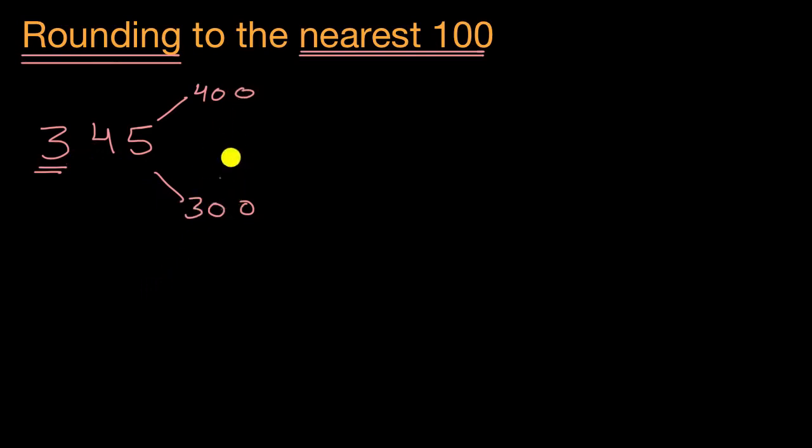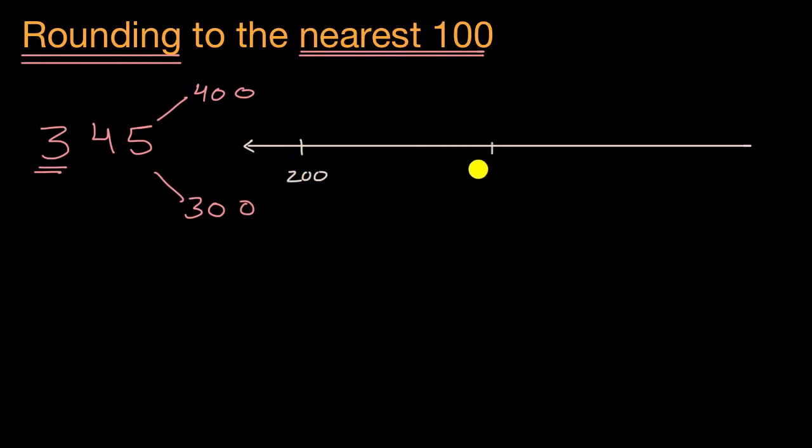Well, to think about which one we round to, we have to think about, is 345 closer to 400 or is it closer to 300? And to think about that, we can draw ourselves a number line. Let me just start it at 200. So that's 200. Let's make this 300, and then this would be 400. And then this would be about 350 right over here. So I'll draw the 350 right over there. So where would 345 sit?